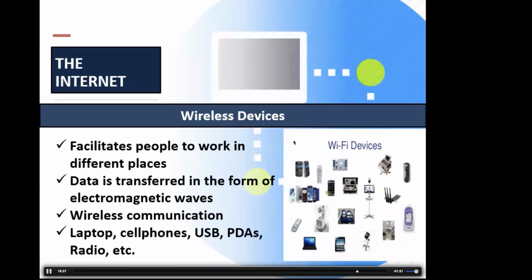There are many other wireless devices like USB, cell phones, PDAs, or what you call personal digital assistants or handheld computers, and radios. With the help of a USB, one can transfer data from one place to another by taking that stick in his or her pocket. Cell phones have also become the most used wireless device by people, in which the communication is done by using radio frequencies through different service provider stations.